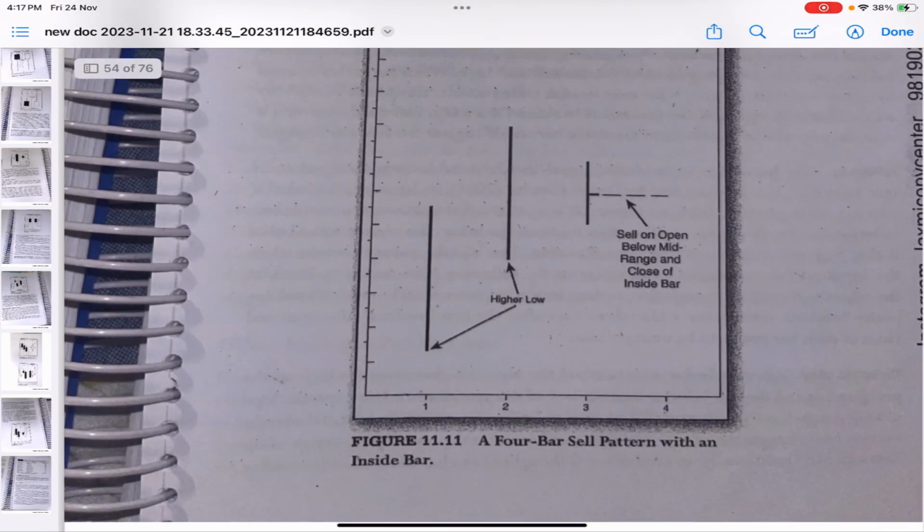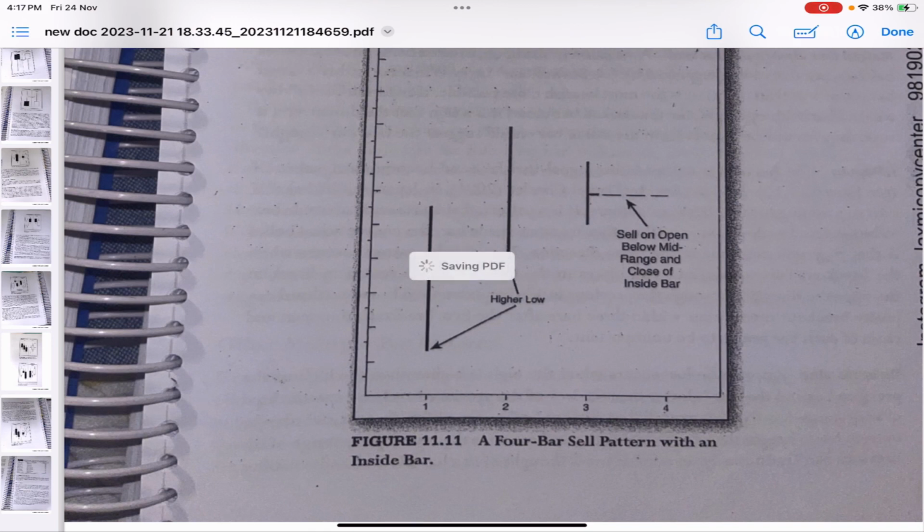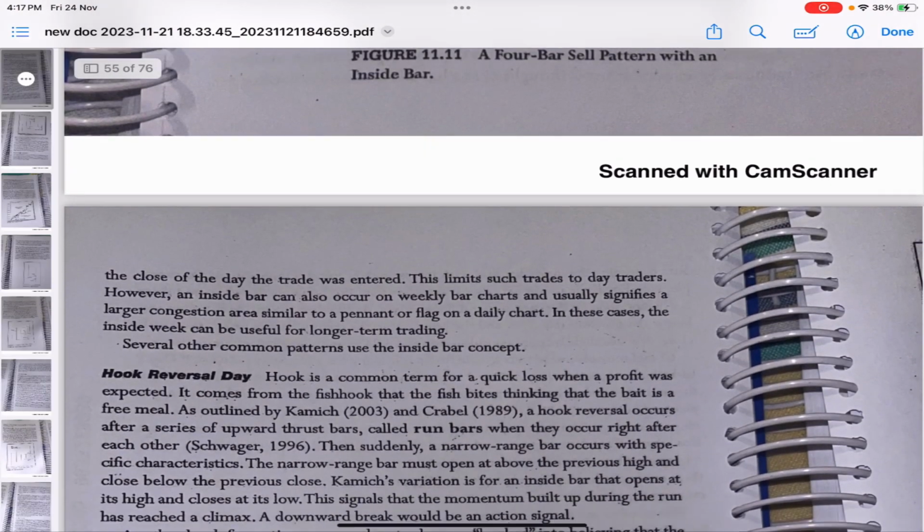Moving on to the next thing, we have the 4-bar sell pattern with an inside bar. What does that mean? You have a normal rally going on, and it created a higher high as well as a higher low. And then you have one inside candle which is in the territory of this candle but in the middle of this. So then what will you do? You will basically sell on open below mid range and close inside the bar. So if the price opens in the mid range and it closes also below, then in that case you are going to sell. That's known as a 4-bar sell pattern.